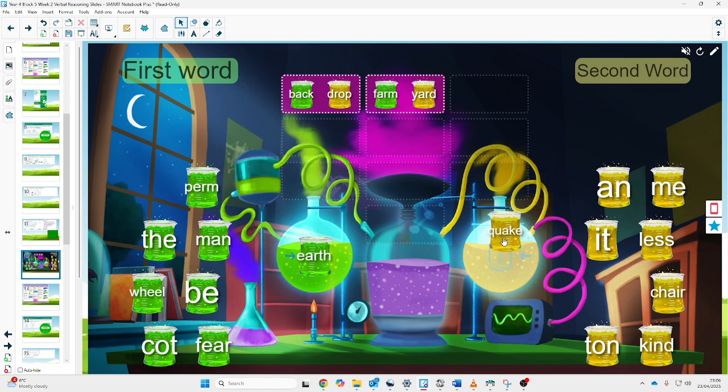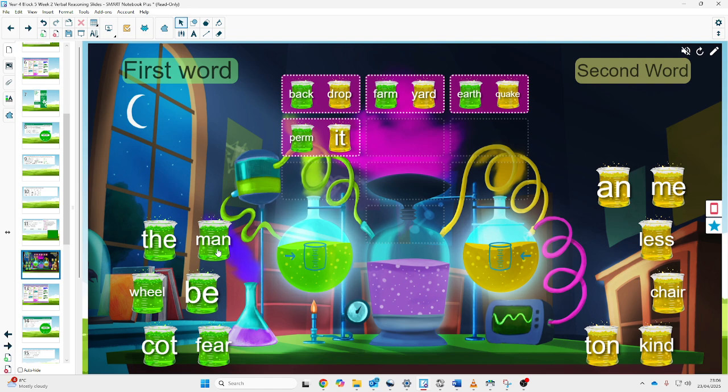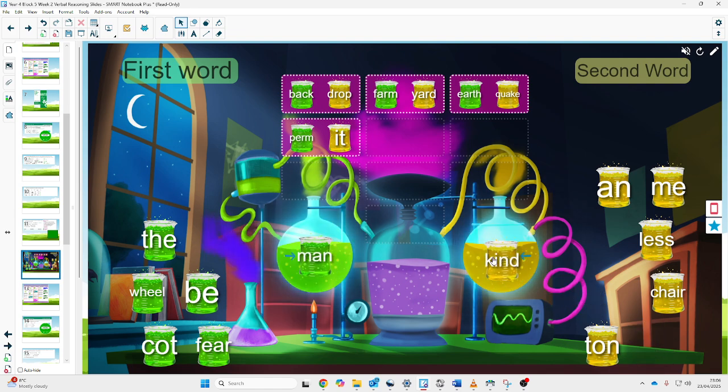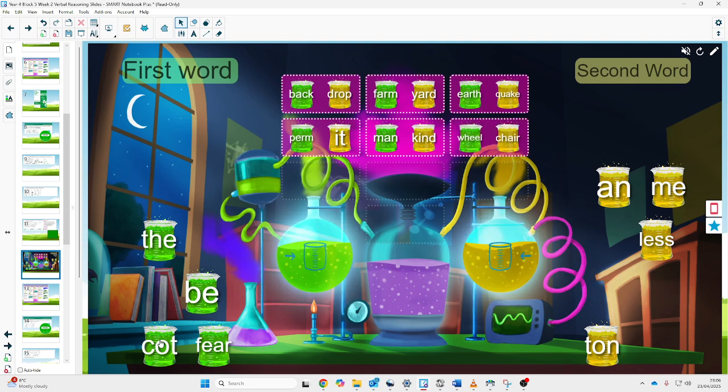Earth, of course, goes with quake. Perm went with it, permit. Man went with kind, mankind. Wheel went with chair. Cot went with ton for cotton, and of course if they don't go together they would have flown back to their positions again.